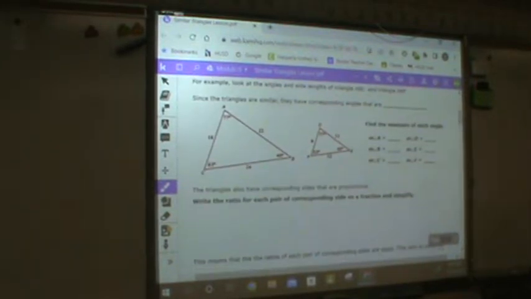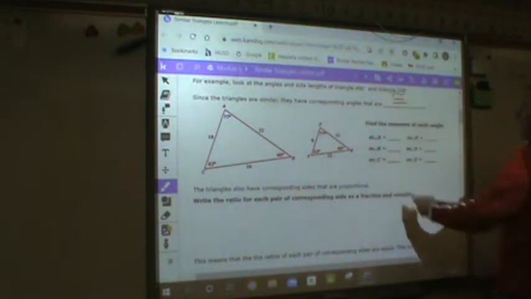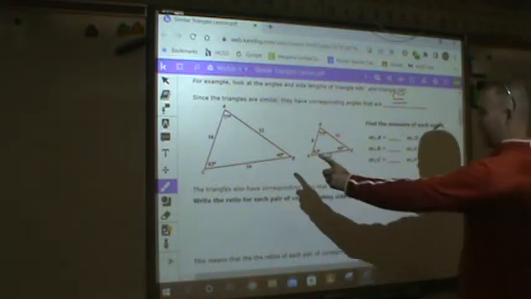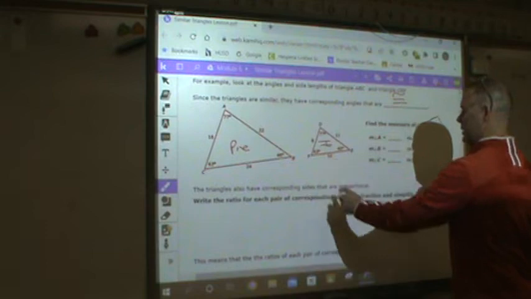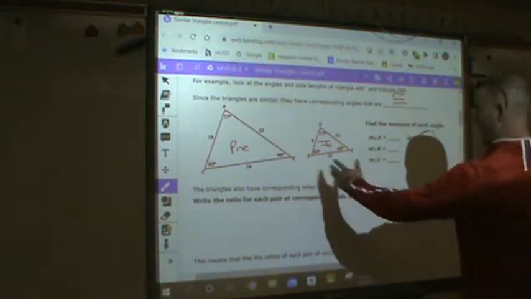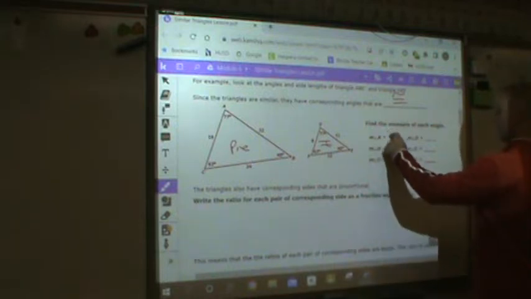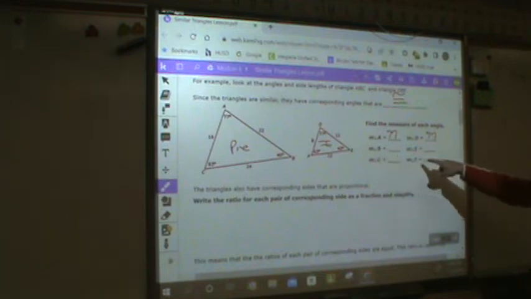All right, so if we look at these, since the triangles are similar, they have corresponding angles that are congruent. And identify pre-image to image. Pre-image, again, read left to right. We want to be in that consistent pattern because that's going to help us down here. Find the angle measures of each angle. Angle A, 77, corresponds to angle D, which is 77. Pause and fill in the rest. You should be able to do that.